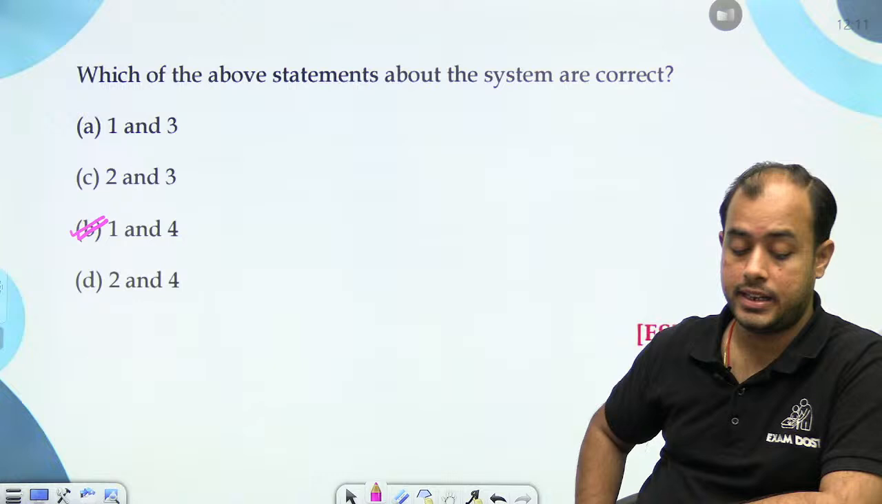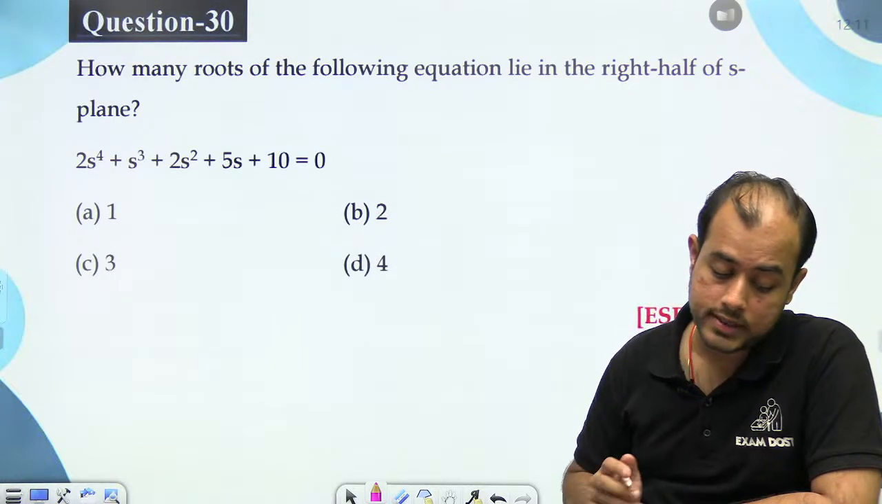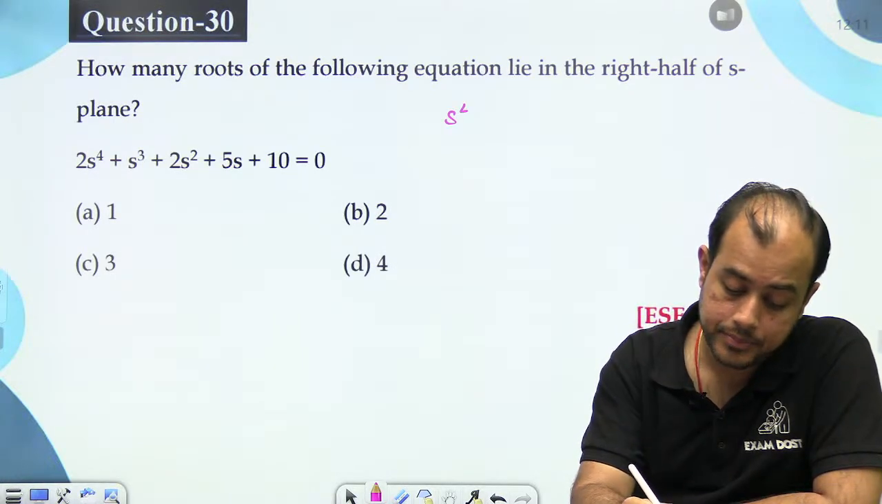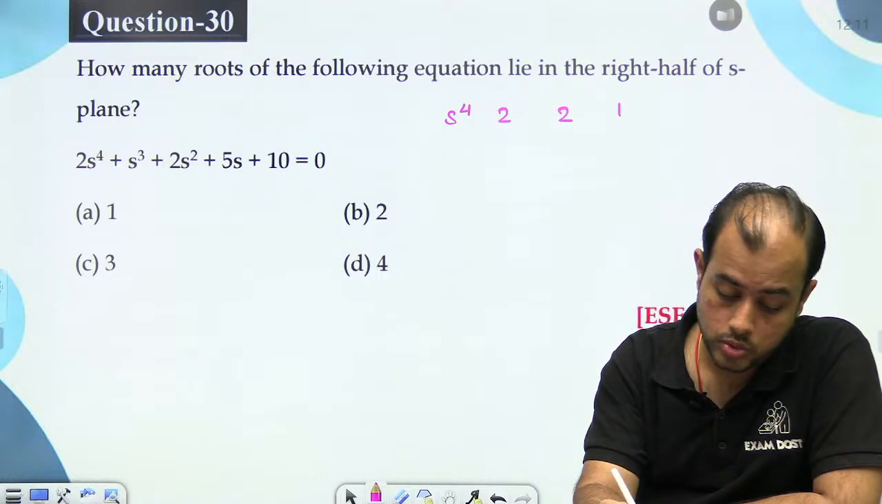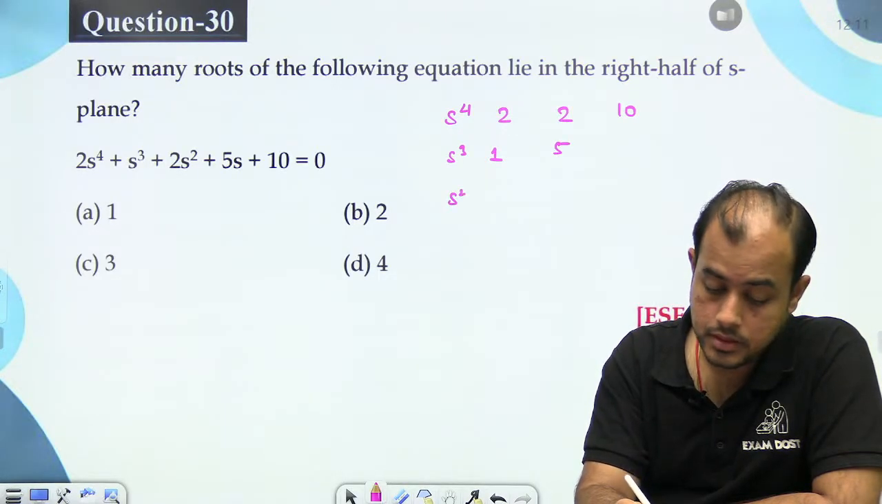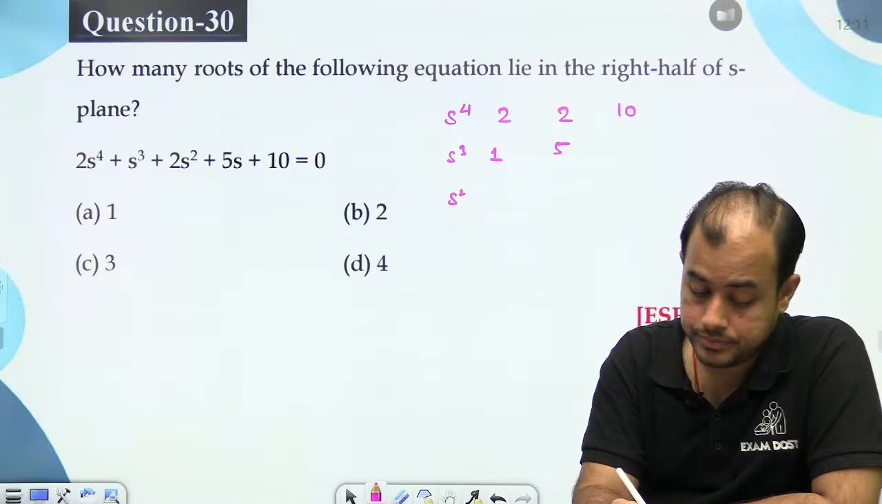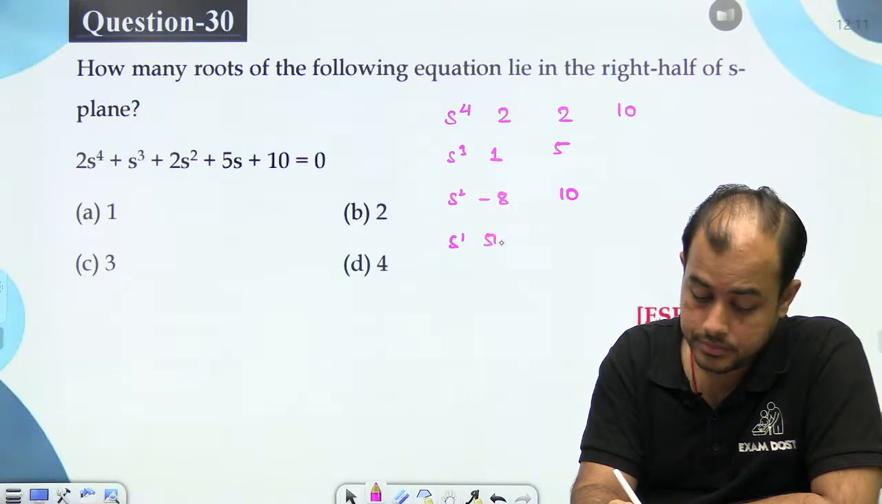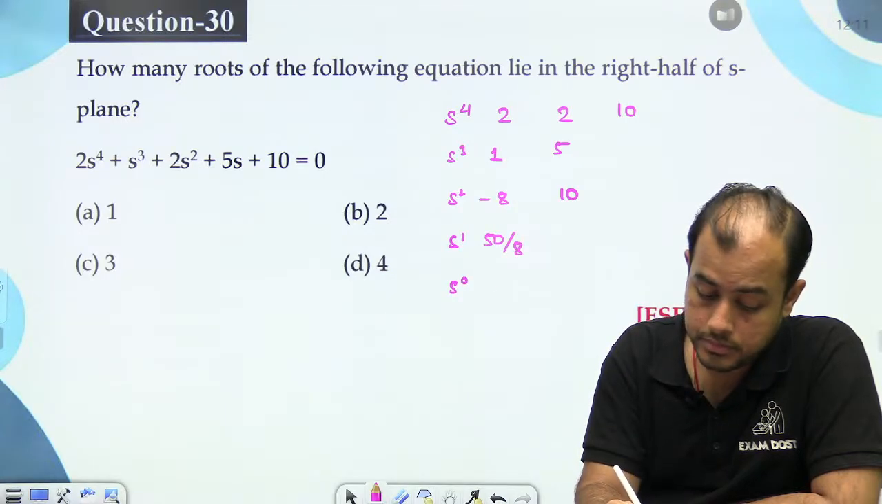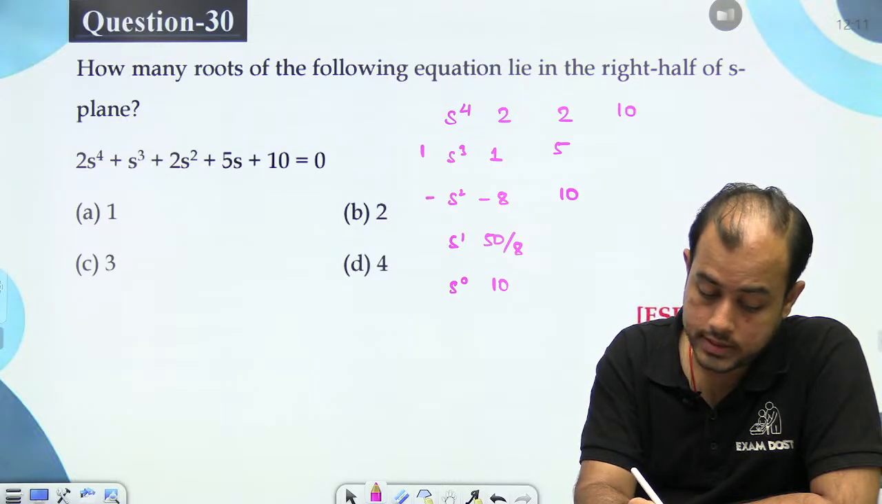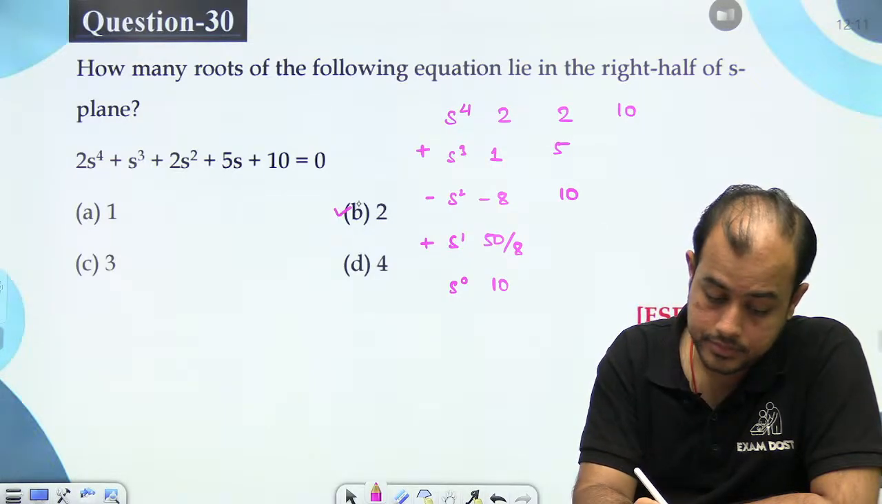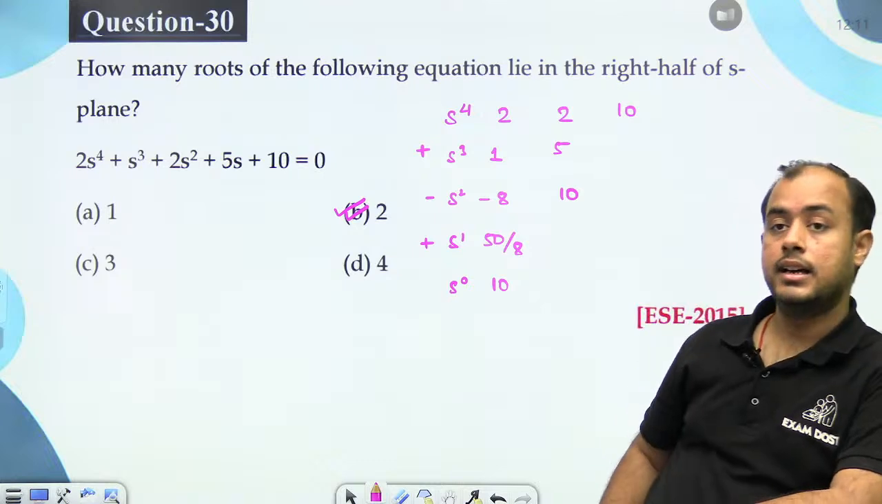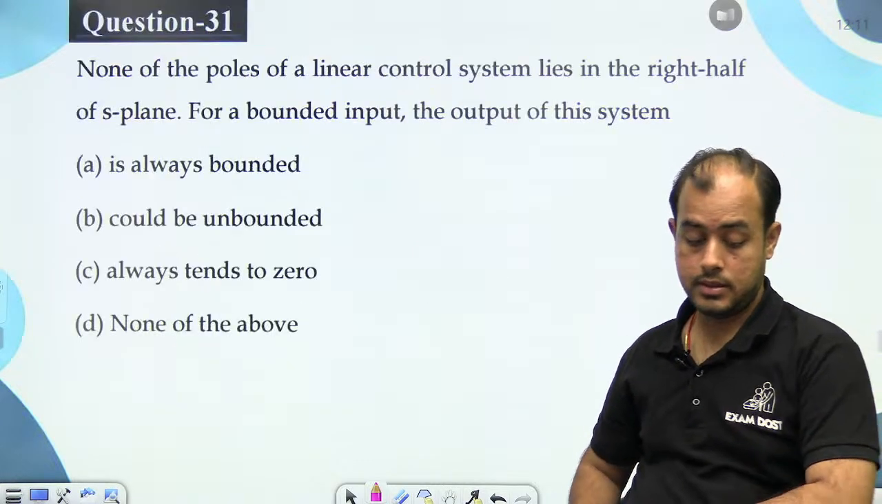ESE 2015. How many roots lie in the right half plane? 2, 2, 10. 2, minus 10. Minus 40, minus 10. So there are 2 sign changes. So 2 poles lie in the right half.